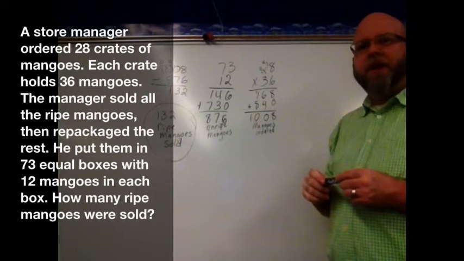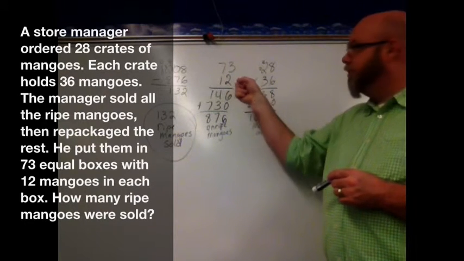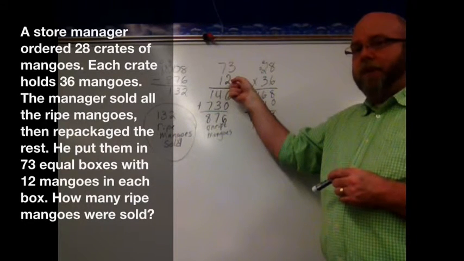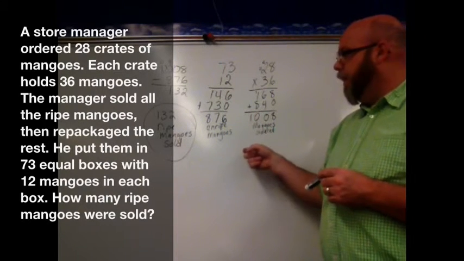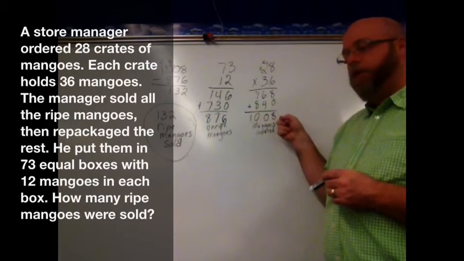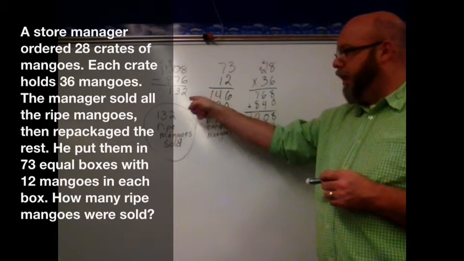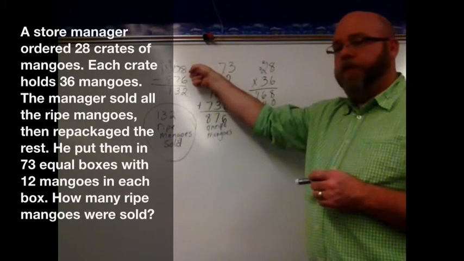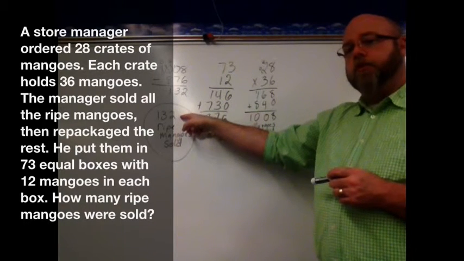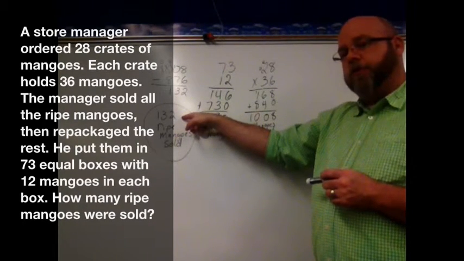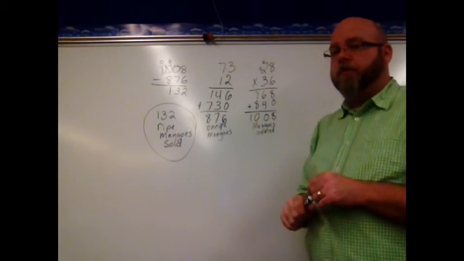Then we had to figure out, well, how many unripe ones were there? Well, we know there were 73 boxes of unripe mangoes with 12 mangoes in a box, so that meant there were 876 unripe mangoes. And then we knew that the difference between the mangoes ordered and the unripe mangoes repackaged would be how many ripe mangoes were sold. 1,008 minus 876 gives me the 132 ripe mangoes that the store manager sold. Breaking a story problem down into several pieces helps us solve a multi-step story problem.